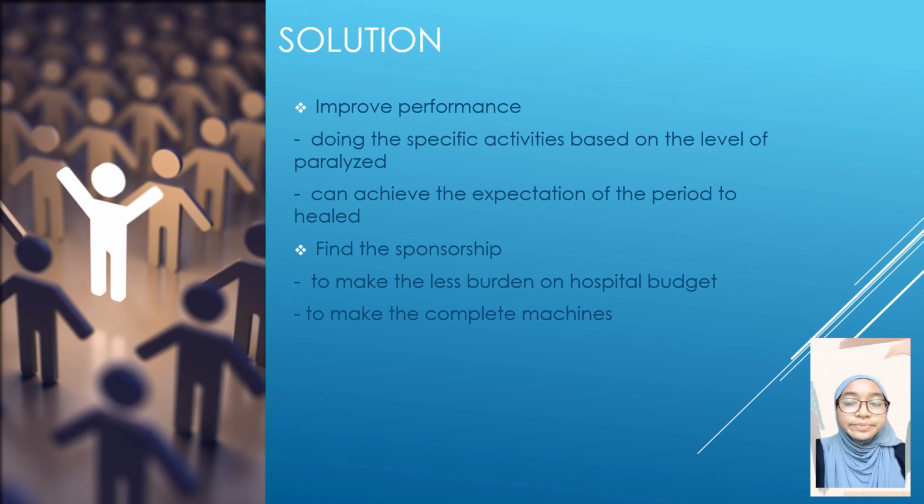Lastly, for the solution part, through the business challenge and information system, we can improve patients' performance by doing specific activities based on the level of paralysis through many types of therapy, such as cognitive therapy, occupational therapy, physical therapy, and many more. If the patients follow our schedule of rehabilitation, they can achieve the expectation of the healing period. And as for the money matter, we will find sponsorship from any licensed company to lessen the burden on the hospital budget. That money will support the making of the complete machines.